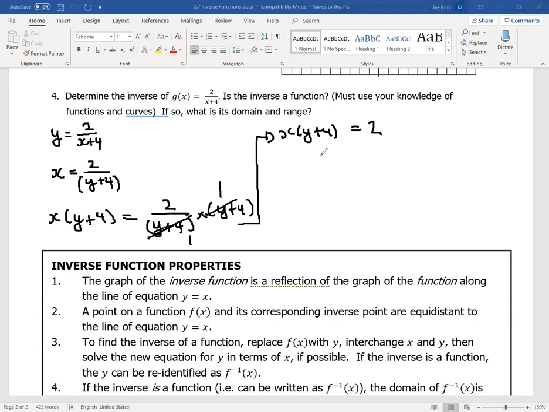Now that the fraction is gone, we can safely do normal algebra. If I want y plus 4 all alone, how do I get rid of this number multiplying with it? We divide. Divide both sides by x and take a look. Y plus 4 equals 2 over x. So this is why it's happening, but I don't want you to memorize it. If you memorize it, if this gets more complex, you might make a mistake.